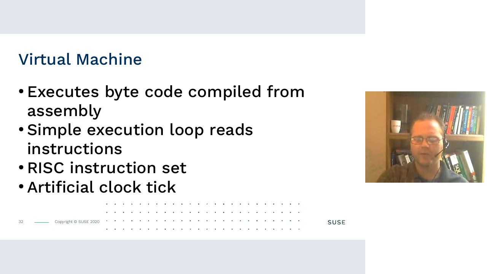I created a virtual machine which simulates bytecode execution using a simple execution loop. The bytecode was generated from assembly code using an assembler I had previously written. The virtual machine used a simple RISC instruction set with up to 3 opcodes per instruction. The system clock was simplified so that each instruction was considered a single clock tick.